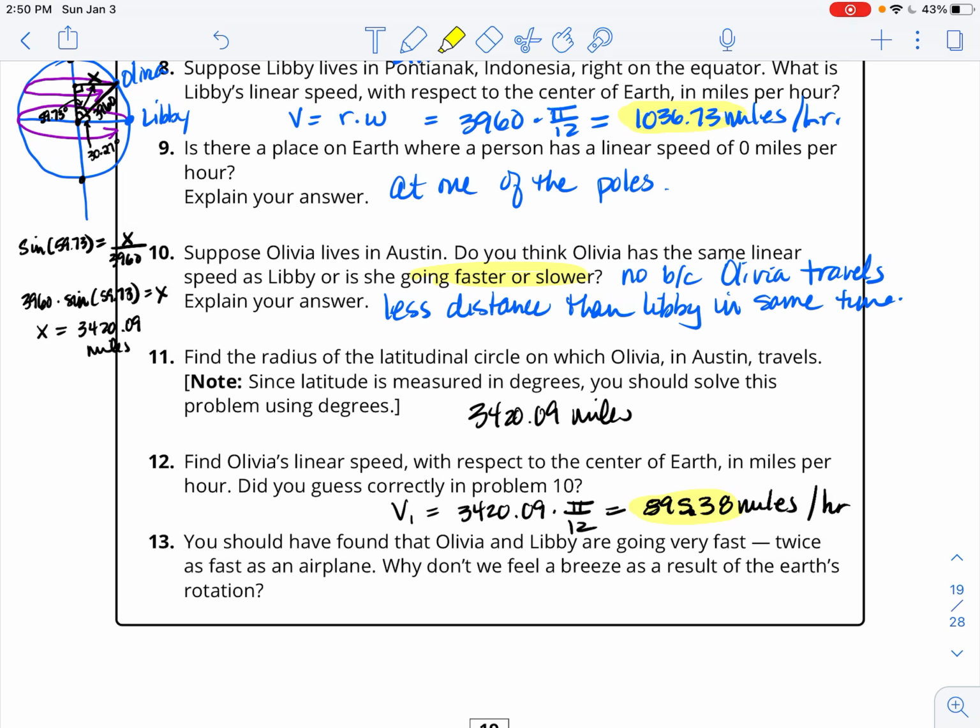You should have found that Olivia and Libby are going very fast, twice as fast as an airplane. Why don't we feel a breeze as a result of the Earth's rotation? Well, it's all about the frame of reference. If everything around you is also moving at the same linear speed, then you're not going to notice that speed that you're traveling. All right, so that is it for this exploration.